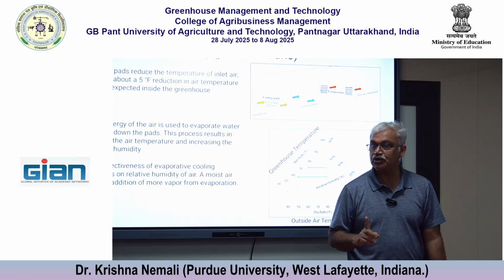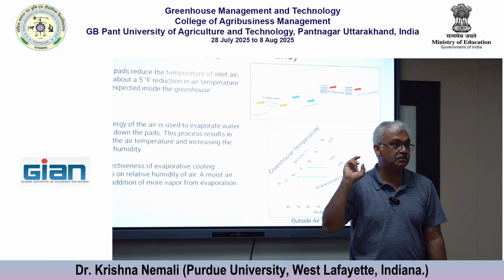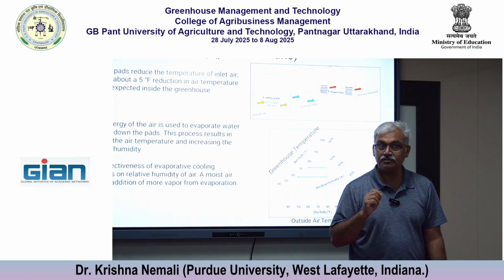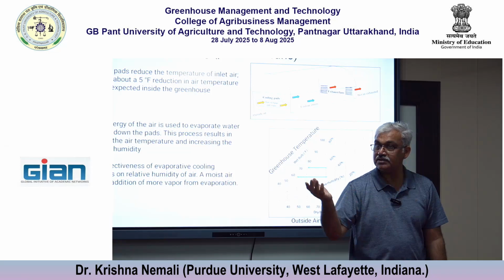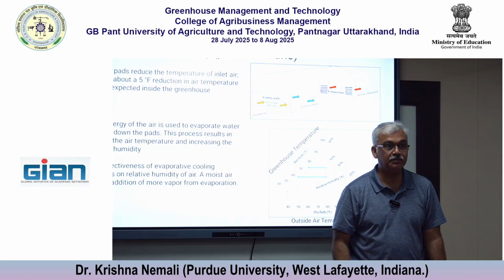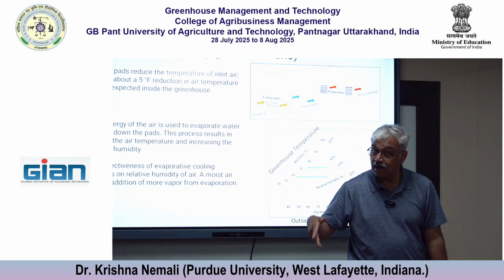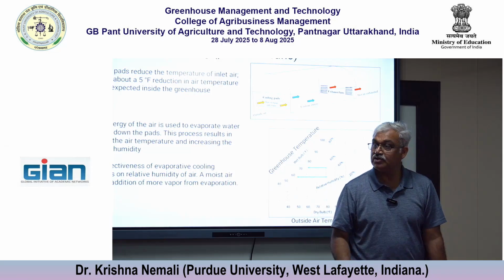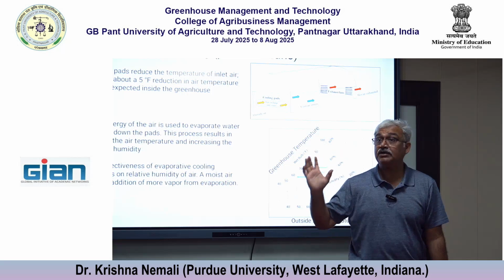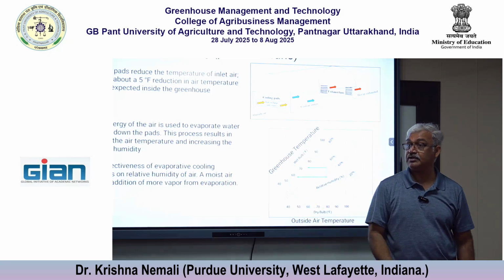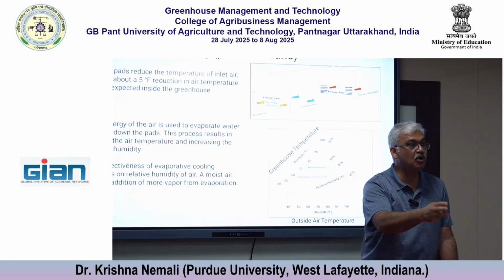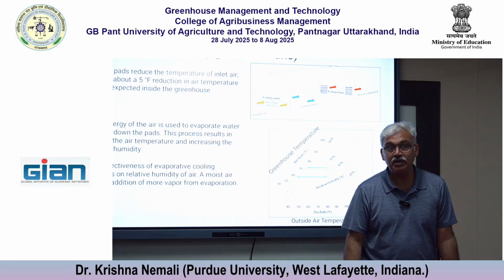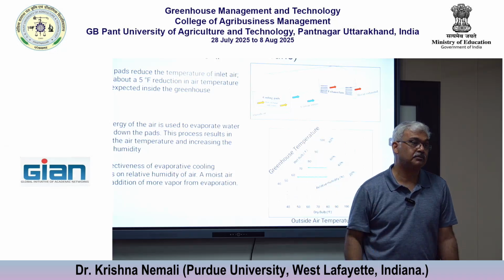That is very, very important. So this fan and pad system is most efficient in dry and hot areas. Like Rajasthan, I was going to say that. Okay. But here it is hot and humid. In such conditions, you won't get the expected 10 degree Fahrenheit decrease in temperature. You may get 2 or 3 degree Fahrenheit decrease in temperature. And what do you do in these areas? You have to go for air conditioning.